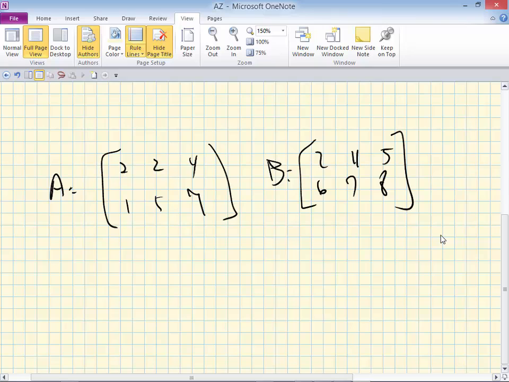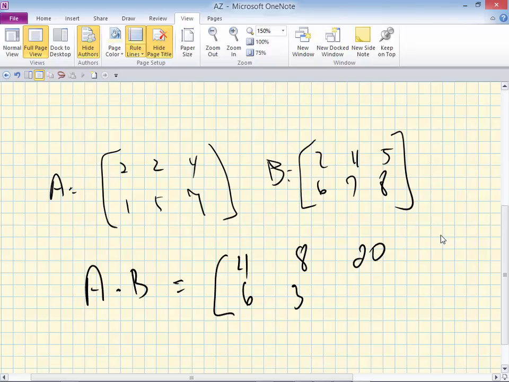If I do what they call an element-wise product, which is A dot B, it means that we're going to be multiplying each one of these elements one by one. This is equal to 2 times 2 is 4, 2 times 4 is 8, 4 times 5 is 20, 1 times 6 is 6, 5 times 7 is 35, and 7 times 8 is 56. I can't multiply off the top of my head. I've been using calculators too long.